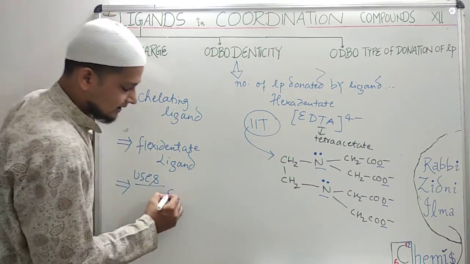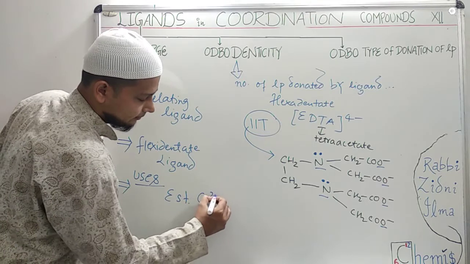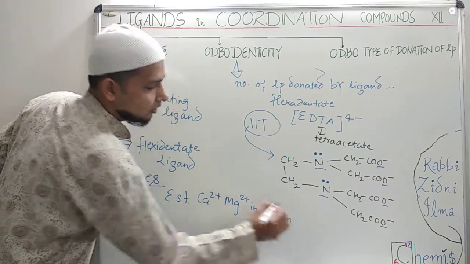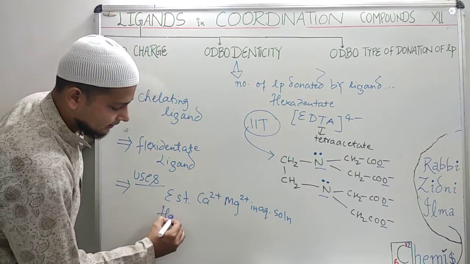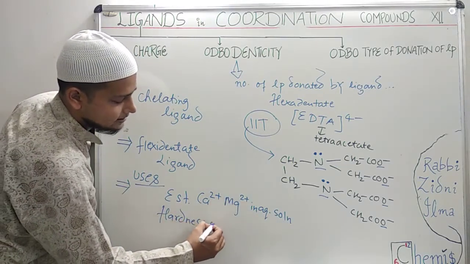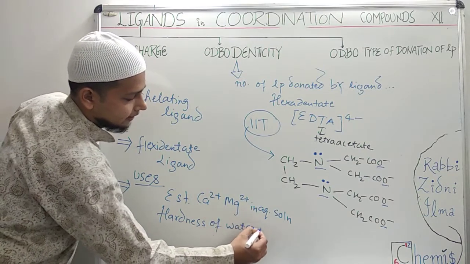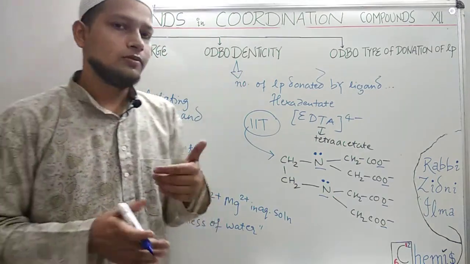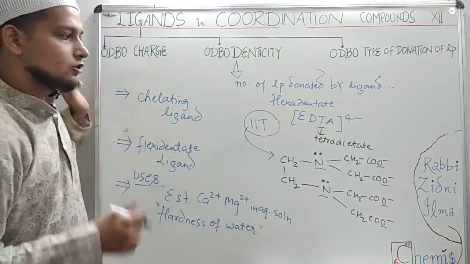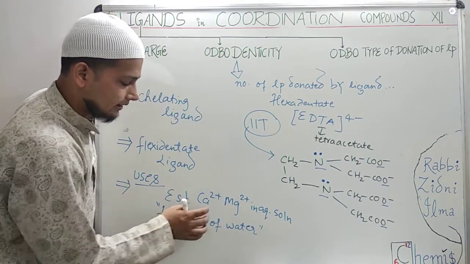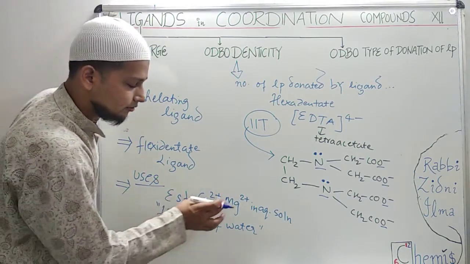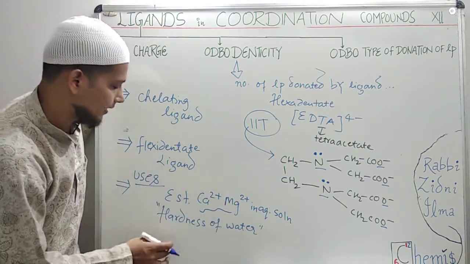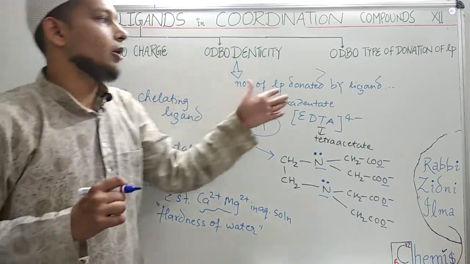EDTA is used to estimate or to test calcium ion or magnesium ion in aqueous solution, or in chemical words we can say it is used to estimate the hardness of water, whether our water has excess amount of calcium or magnesium ions, which can most probably cause kidney stone. So hardness of water is judged by what? Hardness of water is judged in terms of presence of calcium and magnesium, and the estimation of calcium and magnesium is done by our EDTA. So it is all about EDTA.